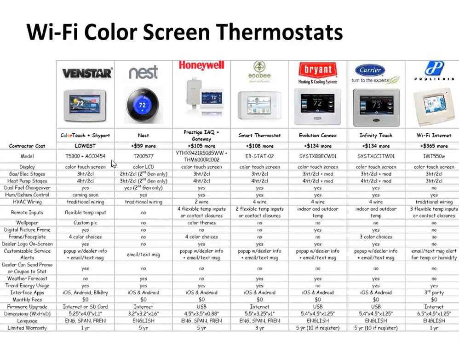So the least expensive one is the Ventstar stat. The Nest thermostat, which some of you may have heard of, is the only one on this page, by the way, that is not a touchscreen stat. It is color, but it is not touchscreen. That costs $59 more than the Ventstar stat would cost a contractor. The Honeywell Prestige IQ, which we talked about a few minutes ago, costs $105 more than Ventstar. The ecobee, which is a fairly popular one, is basically the same as the Honeywell one. The Carrier and Bryant ones are about $130 more than the Ventstar.